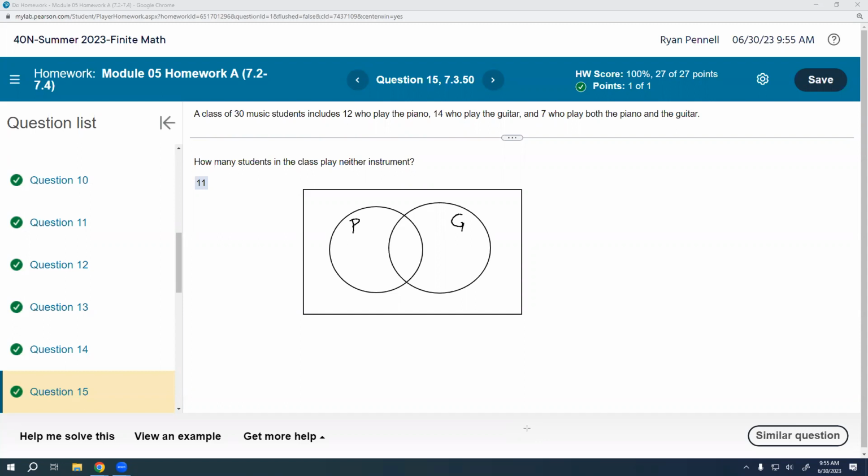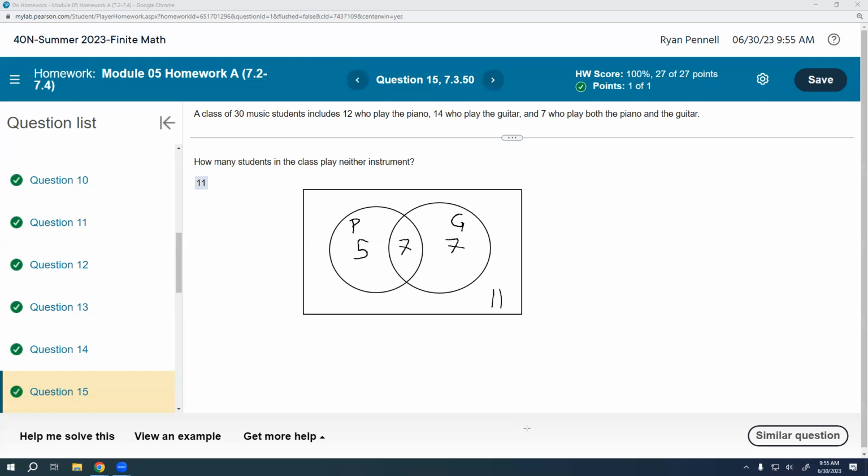All right, they told me the intersection. There's 7 that play both, so that would be a good thing to start with. There's 14 total that play guitar. I already have 7 labeled, so that's a 7. There's 12 that play piano, but I already have 7 labeled, so that must be a 5. Okay. If there's 30 total students, well, then how many does that leave? So 30 minus 5 minus 14 is 11. So there's 11 students out there.